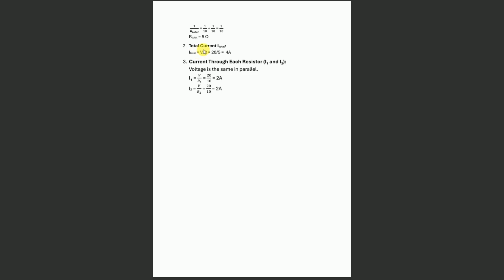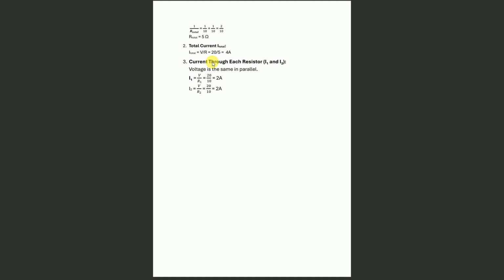Now second, we have to find the total current which is flowing through the parallel circuit. Similarly, we use Ohm's law. Total current will be equal to V over R. Total supply voltage is 20. Total resistance is 5 ohm. So total current will be equal to 4 ampere.